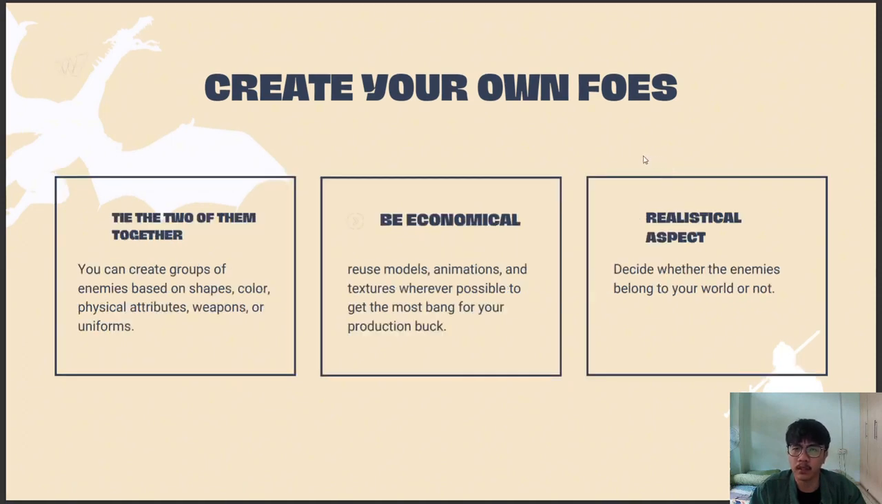Also, you can tie the two of them together. You can create groups of enemies based on shapes, colors or physical attributes, and weapons or uniforms that they wear. You also need to be economical. You can always reuse the models, animation and textures wherever possible to get the most bang for your production bucks. Like maybe you can have a red army and a blue army. The assets will use the same texture, models and animation, but the difference is that one is red and the other one is blue.